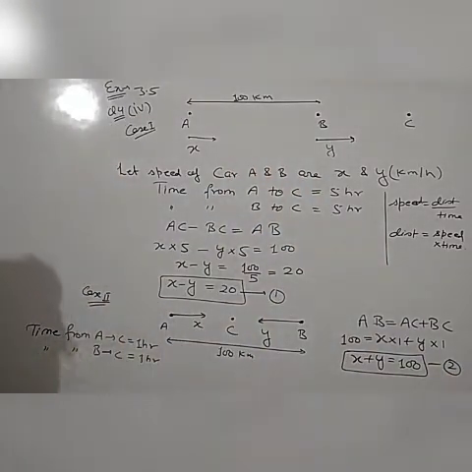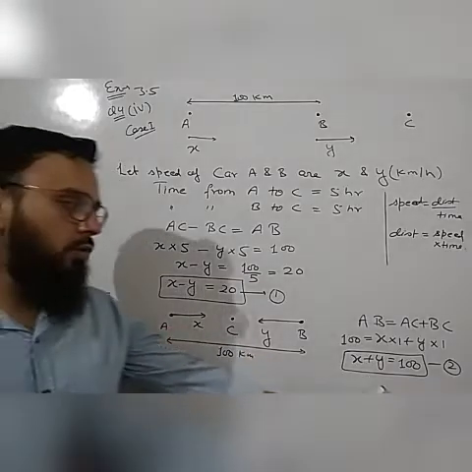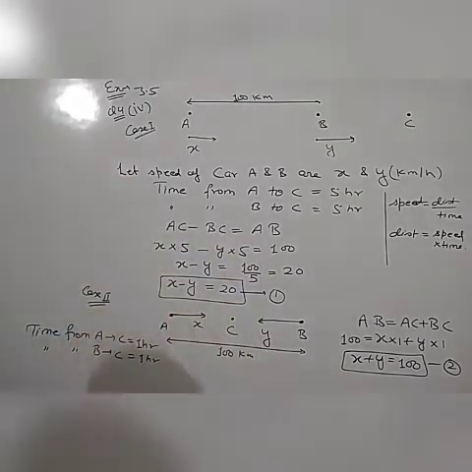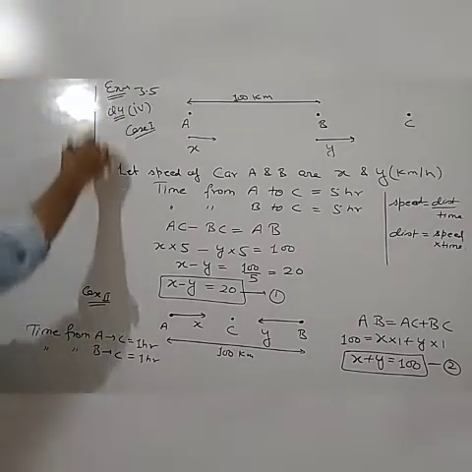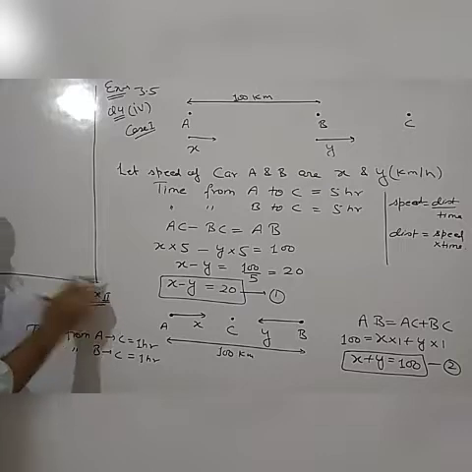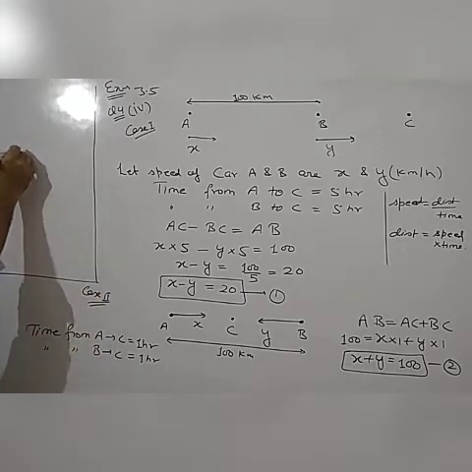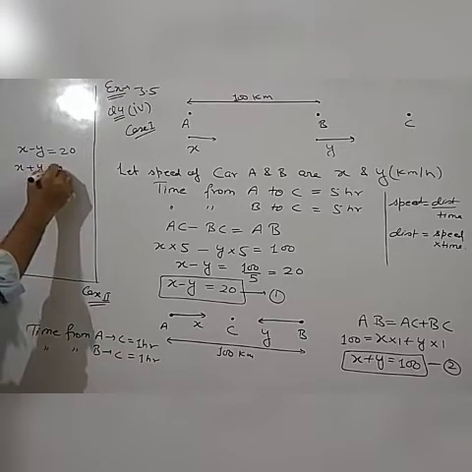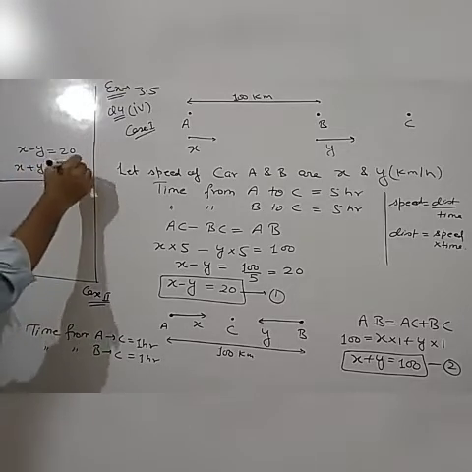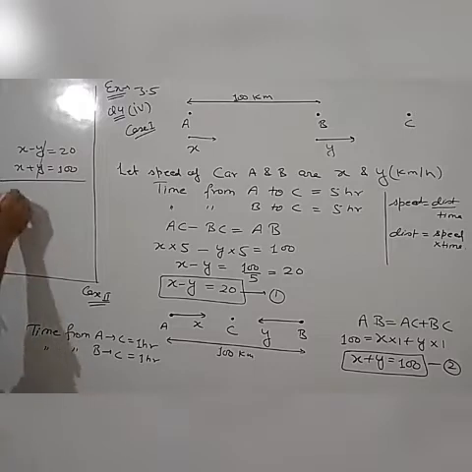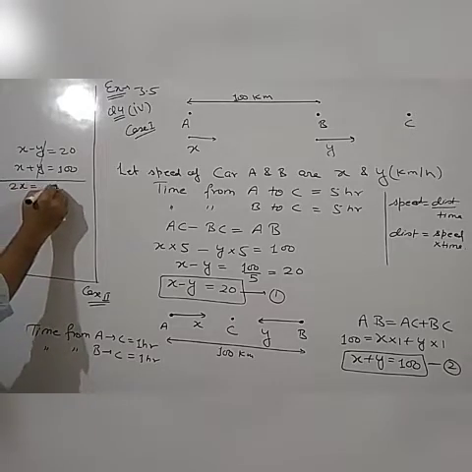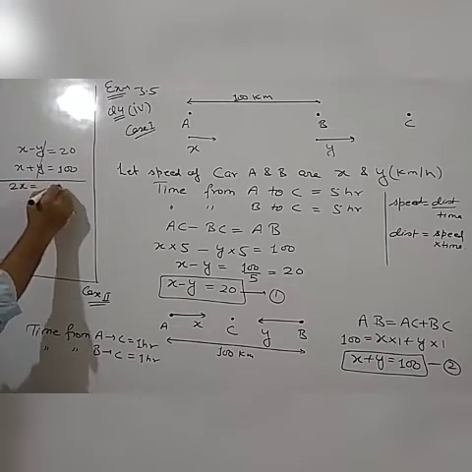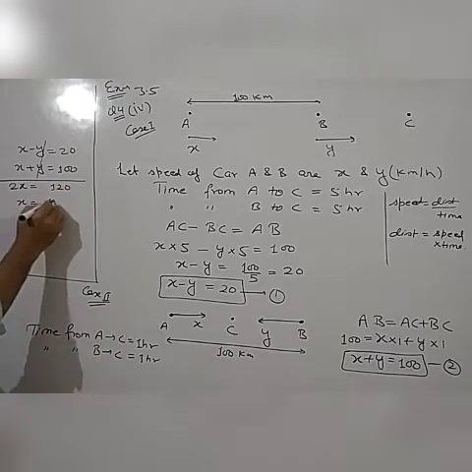Now we got both the equations. Equation number 1, x minus y equal to 20, and equation number 2, x plus y equals to 100. Now we can solve both the equations and we can get our answer. So I am going to solve the equation here. The first equation is x minus y equals to 20 and x plus y is equal to 100. If we add both the equations, then this y and y will cancel out. So it will be 2x is equal to 120, or x is equal to 60.